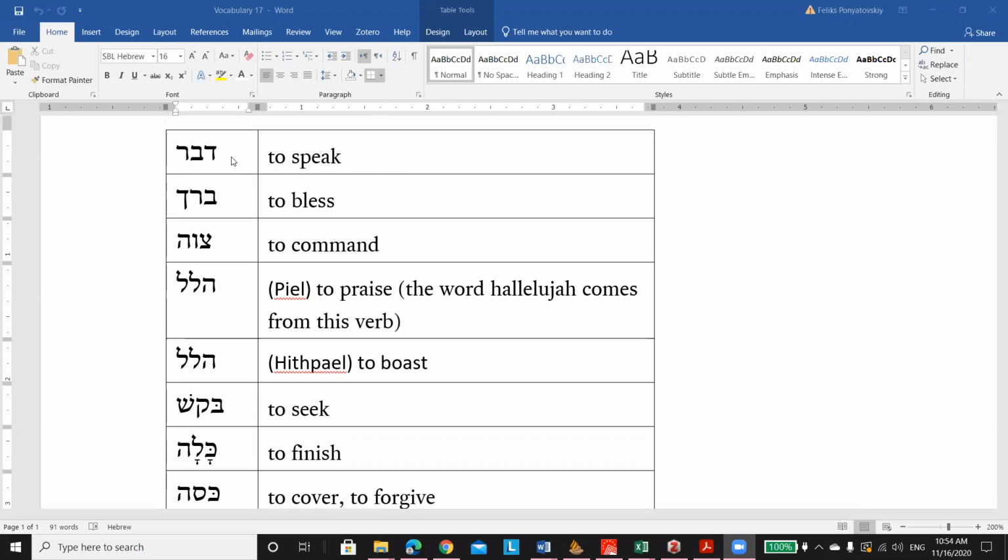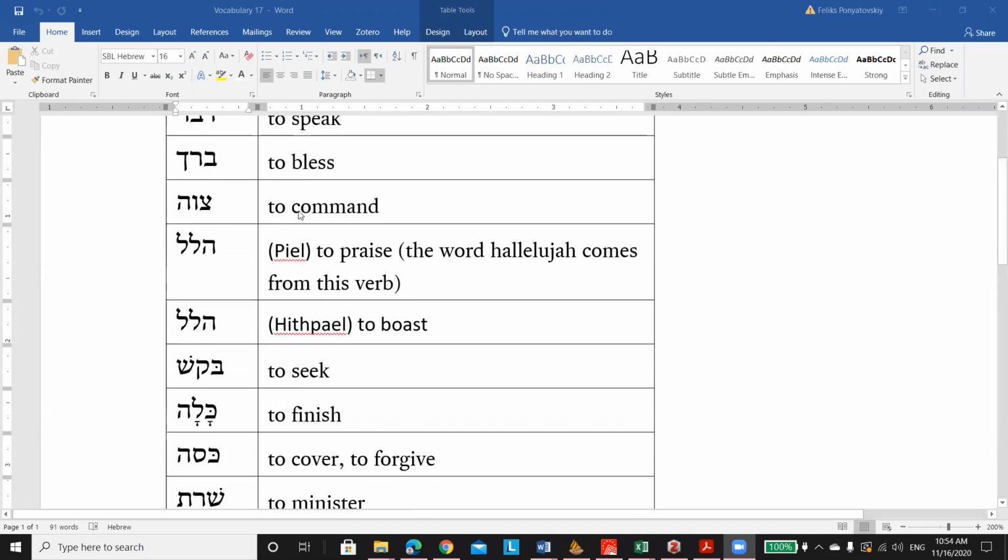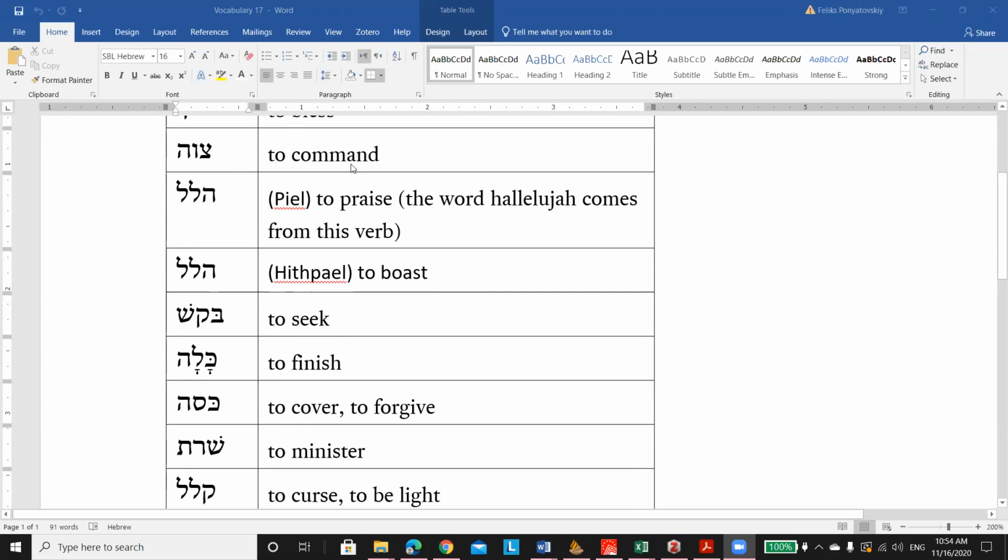It doesn't have a kal stem, so it has the same meaning, just to speak. Berech is to bless. The only form that occurs in kal is baruch, the one who is blessed. But other forms in kal do not exist. So berech mostly occurs in Piel. Tziva, to command. Hillel, to praise. And do you see the difference?